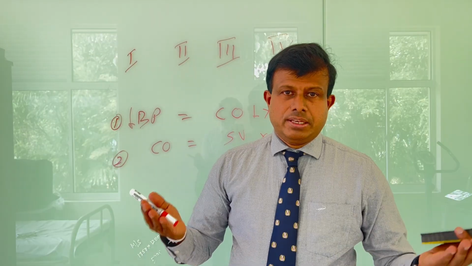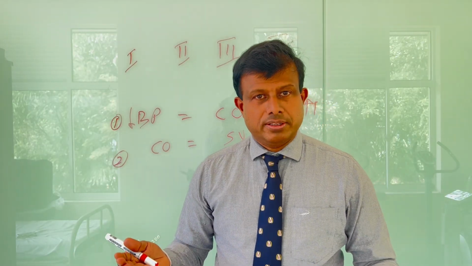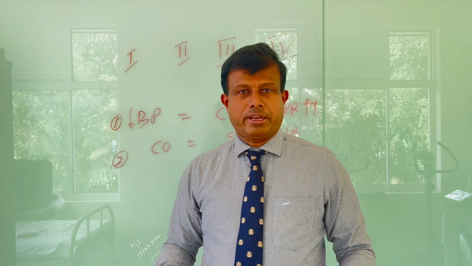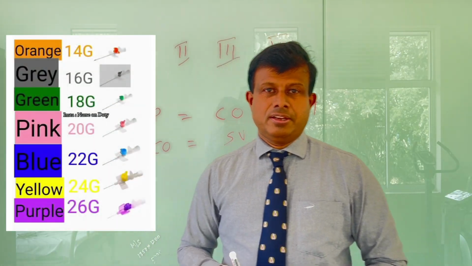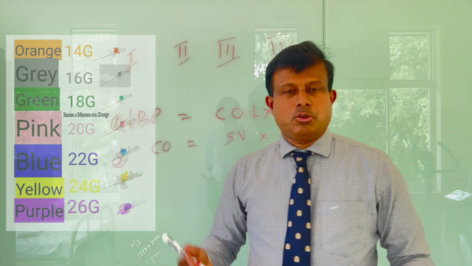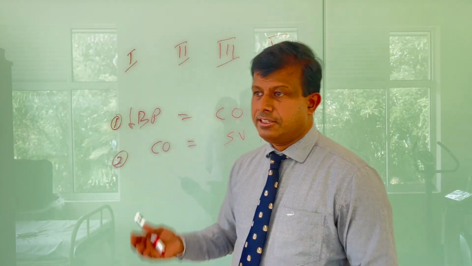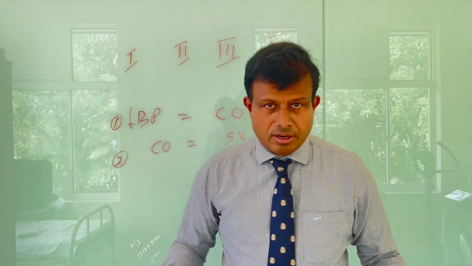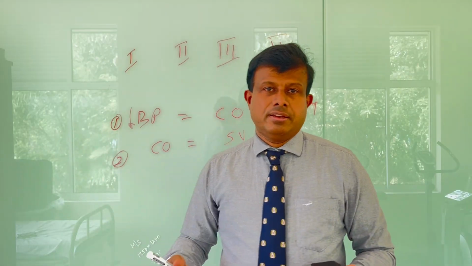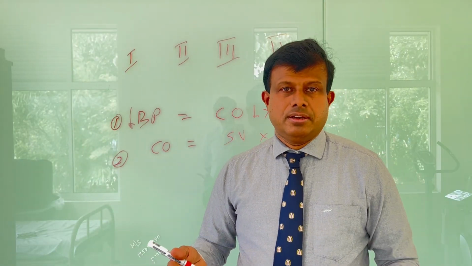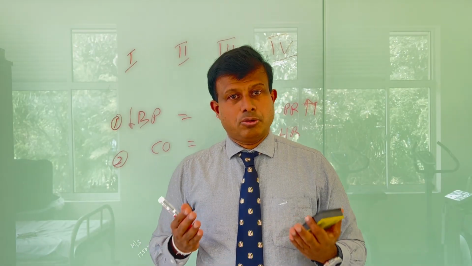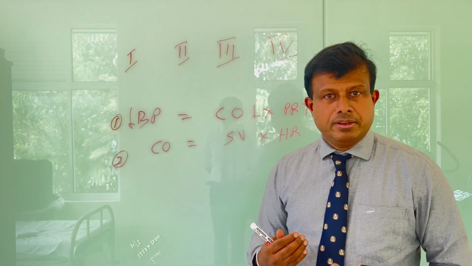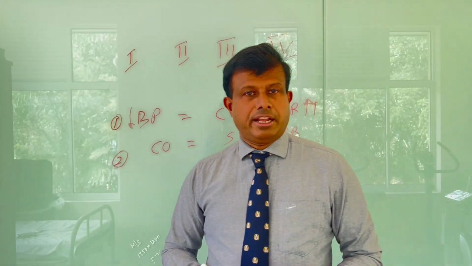So when you say large bore, as you know, the largest bore cannula we get is 14 gauge, which is orange color. So we need at least 2 large bore cannulas to resuscitate a patient in hemorrhagic shock. Then only we can infuse the fluid in a good flow rate to the body to save the life of the patient.